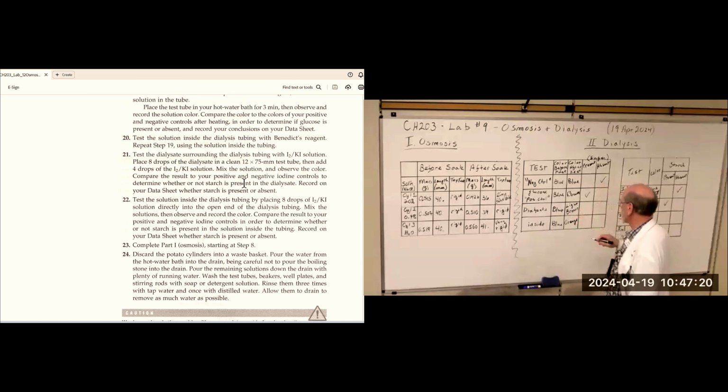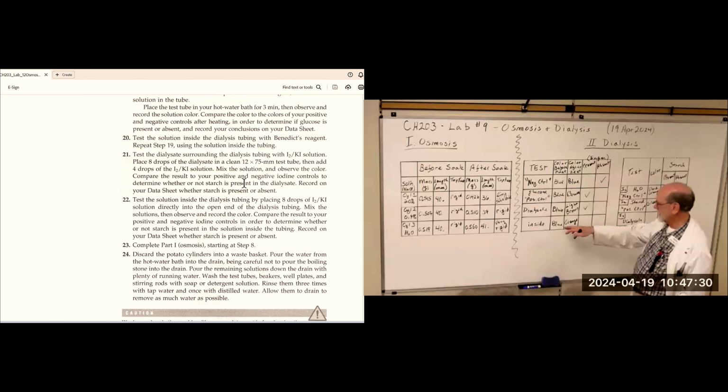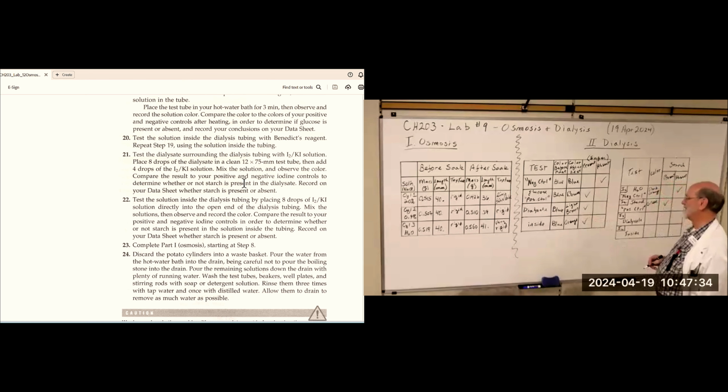So the important part is what can we conclude? The dialysate has sugar in it? Present. And the inside definitely has it present. Okay. So the next one we do is starch.